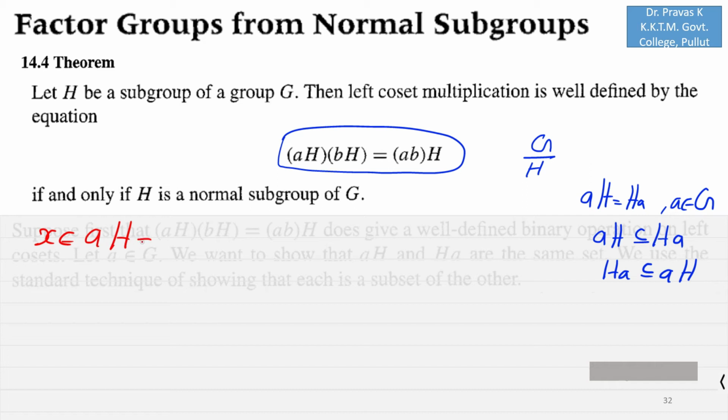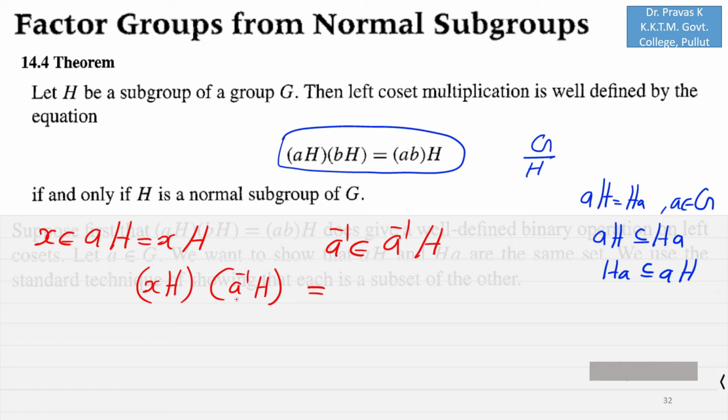Then since x is an element of this coset, you can also call it as ah. Now you consider another coset, that is a inverse H. So a inverse is an element of that coset a inverse H. If we take the product of these two cosets, taking the first coset as xH, then you will get it as x a inverse H.